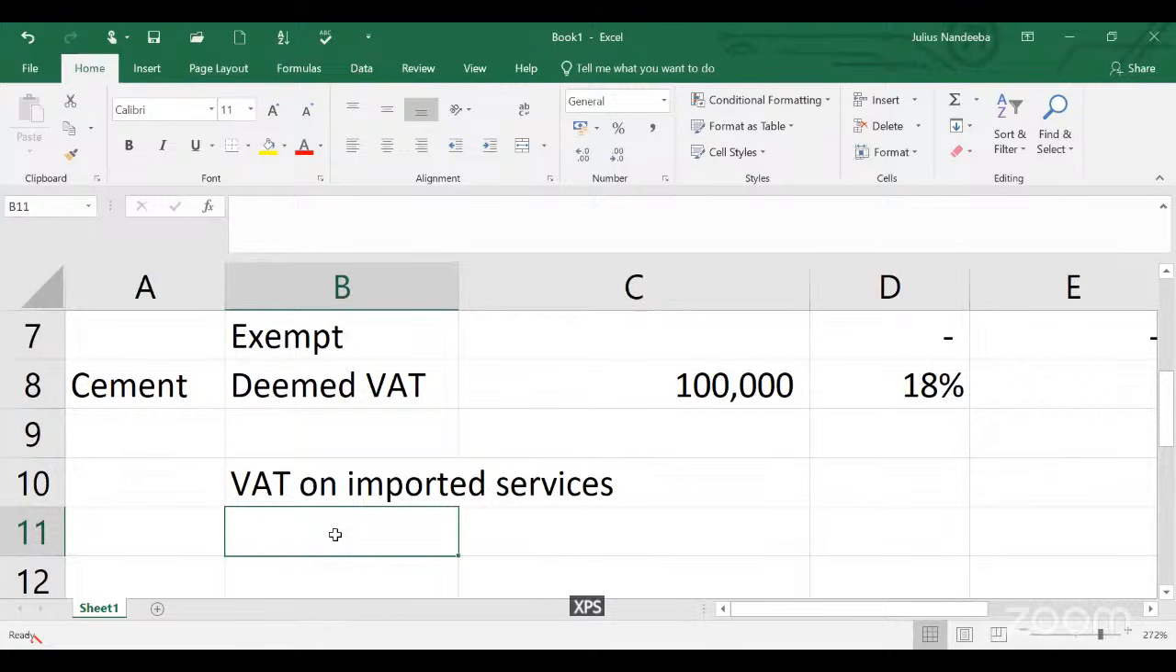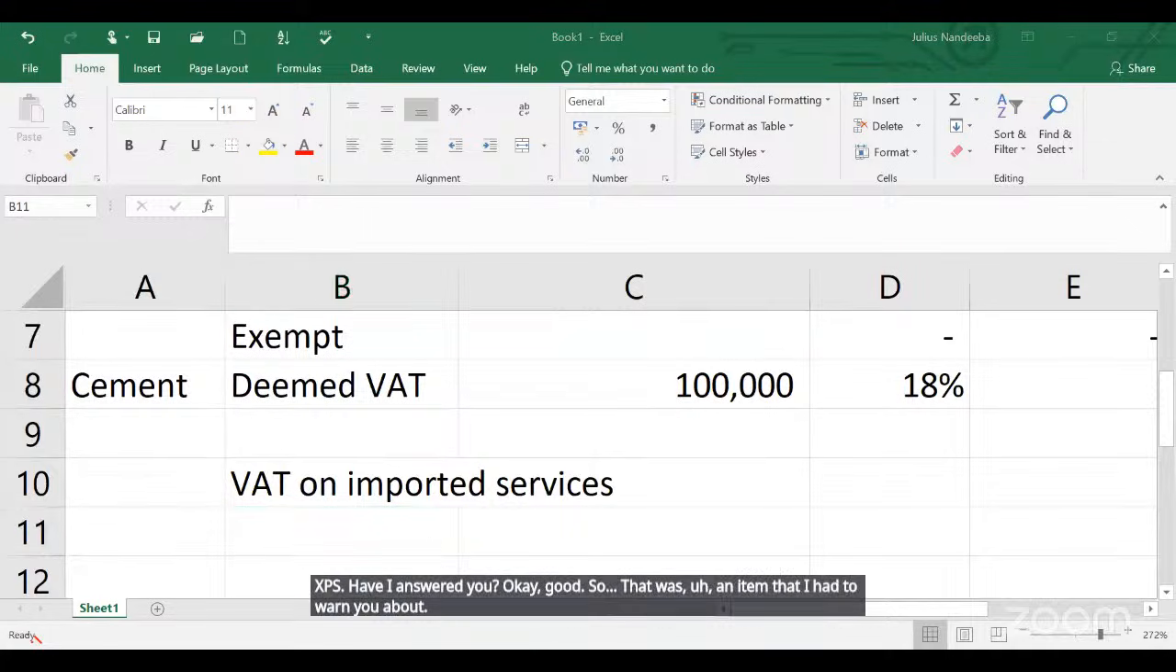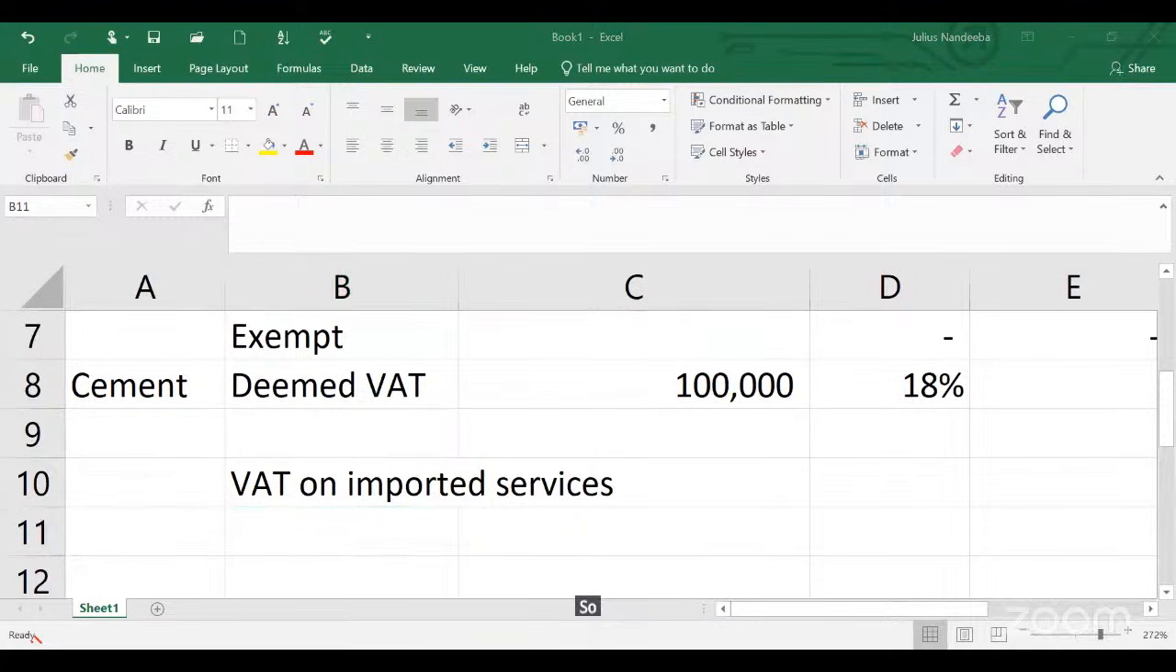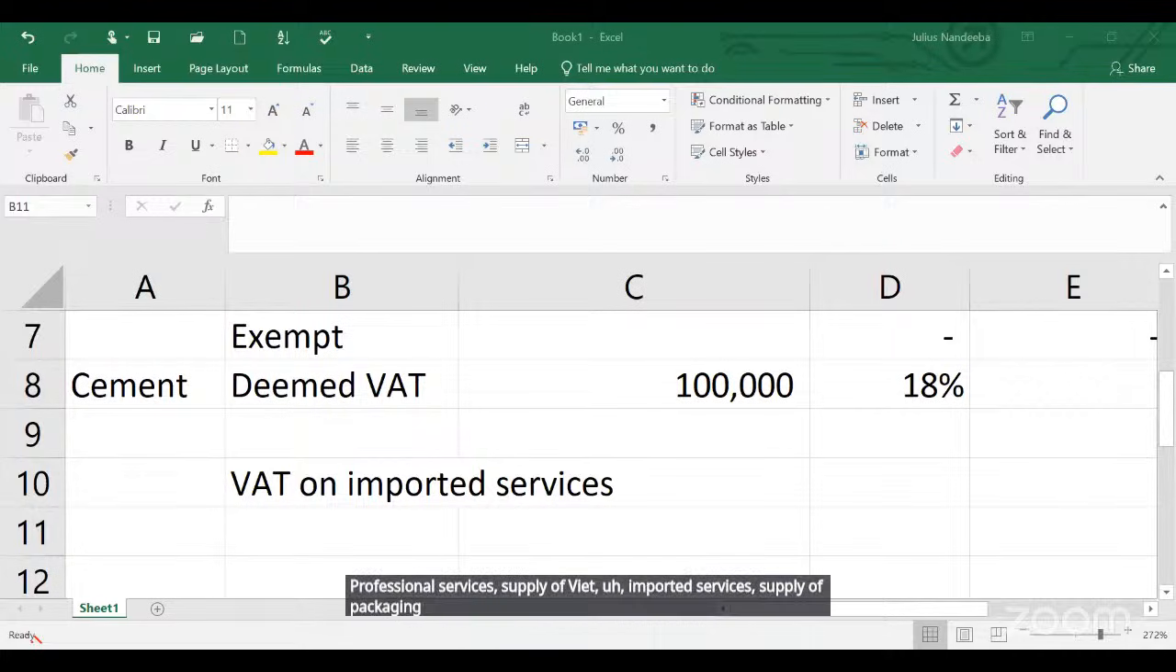Have I answered you? Okay, good. So that was an item that I had to warn you about. So I have said I had reached as far as professional services, supply of VAT on imported services, supply of packaging materials, standard rated, supply of goods for own use.